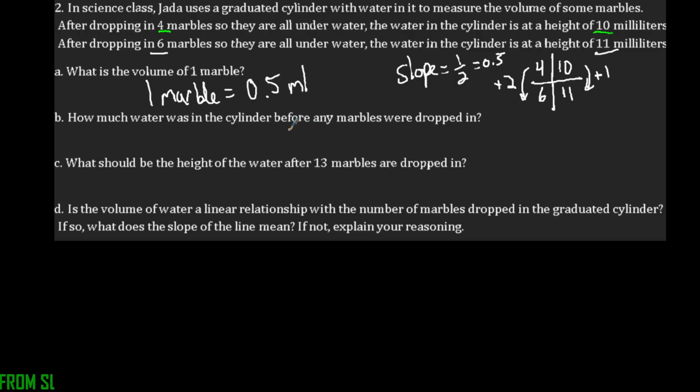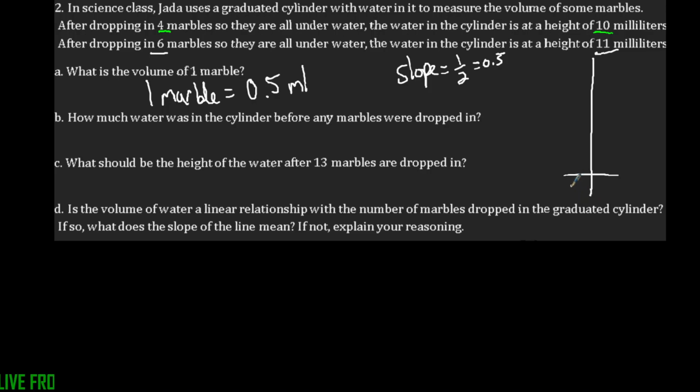And it says for part B, how much water was in the cylinder before any marbles were dropped in. So we have to kind of go backwards, and a way we can do that is like this. So let me actually clear this out, and let me write it like this. If I start at 4 marbles, we were at 10, and what I can do is I can count backwards.